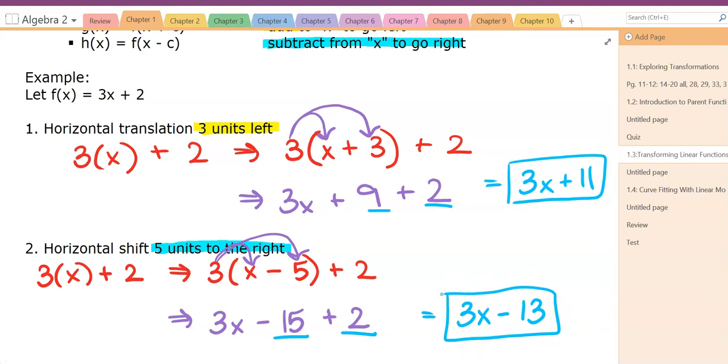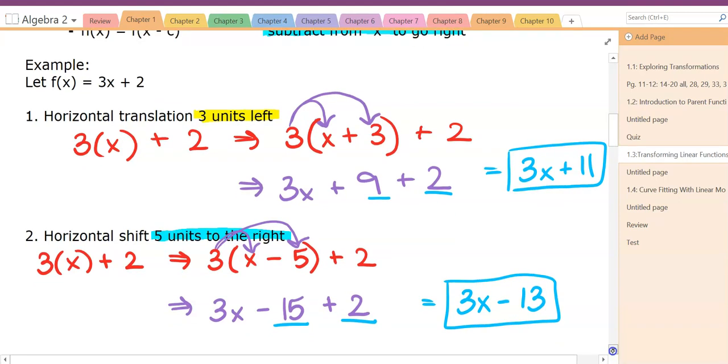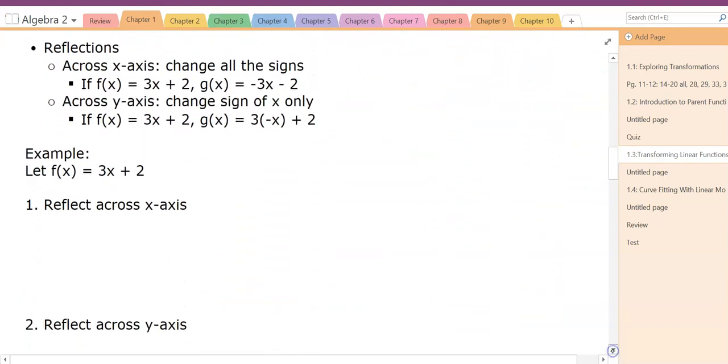Alright, if we turn the page here, our next type of transformation that we're going to talk about is reflections. So when we talked about reflections in section 1, when we had like points that we were looking at, we just had to change the sign of one of our numbers. So if it was the x-axis, you changed the y. If it was the y-axis that we were reflecting over, we changed the x-coordinate.